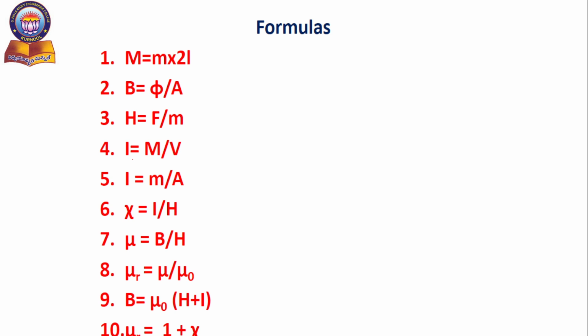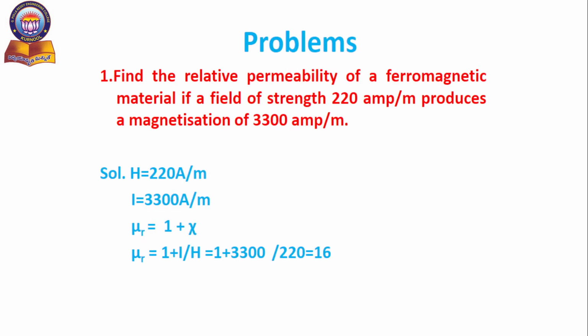Same formula, we can write in terms of pole strength: I is m by A, pole strength per unit area. Susceptibility Xi is equal to I by H. Permeability mu is equal to B by H. Relative permeability mu R is equal to mu by mu naught, where mu naught is permeability of free space. B is equal to mu naught into H plus I. Relative permeability mu R is equal to 1 plus Xi. These are the formulas. Using these formulas only, we have to solve the problems.